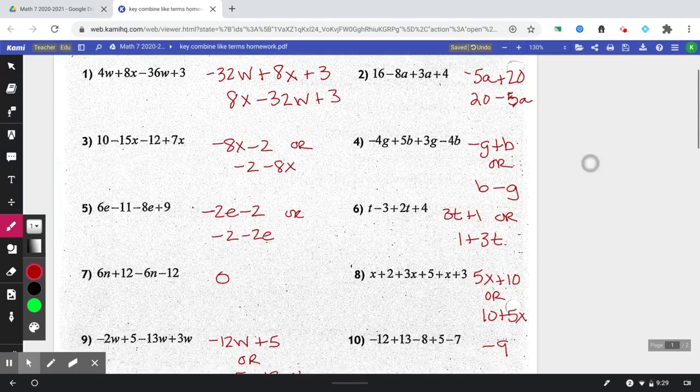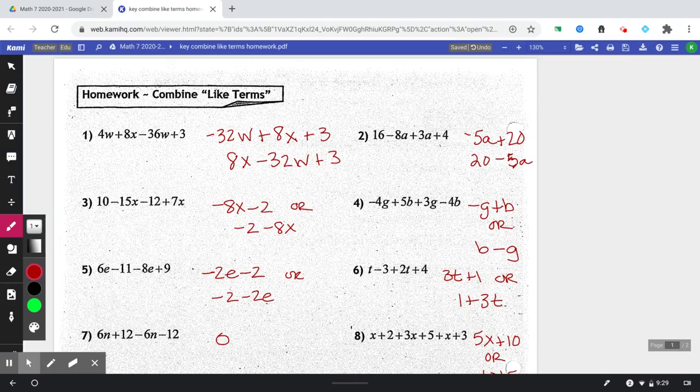All right, if you need to go back and get some further detail, I'm going to do that now. You can fast forward through questions that you did have correct. You don't need to watch every single one if not needed. Okay, so number one, our like terms are our W's. And remember, keep the sign with the number that follows it.